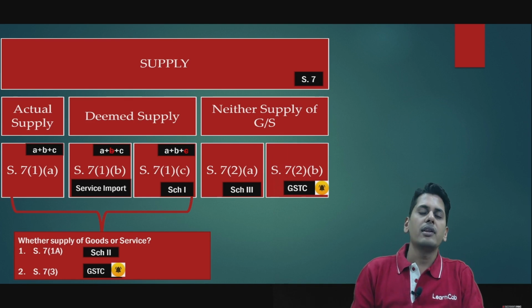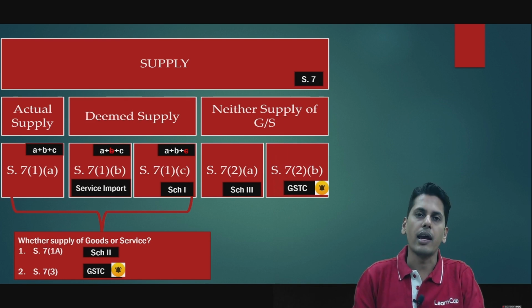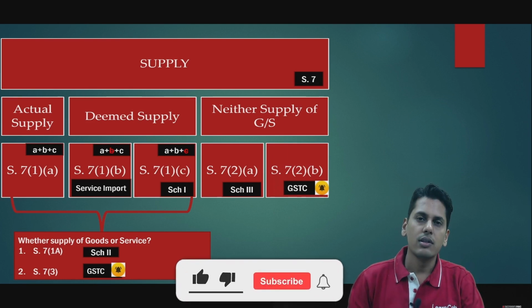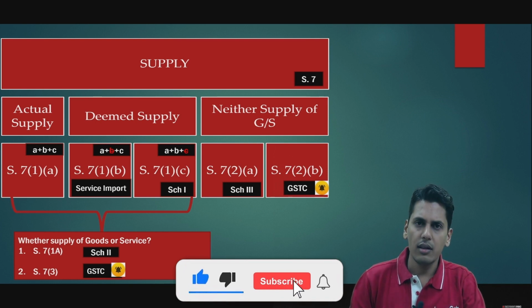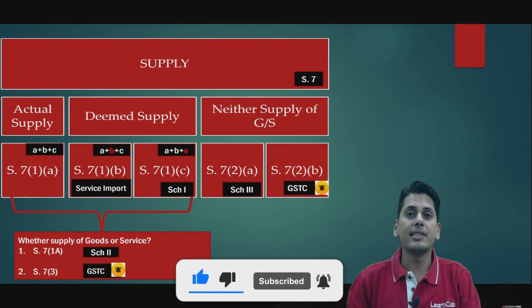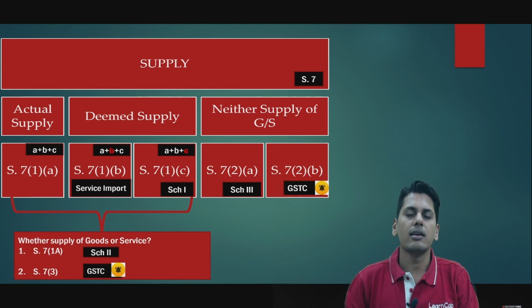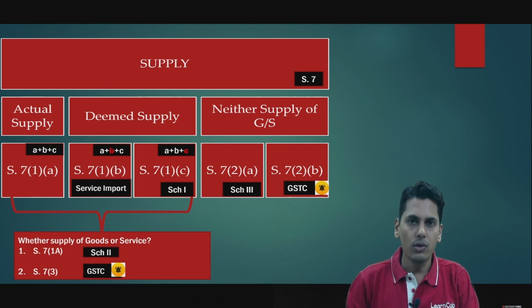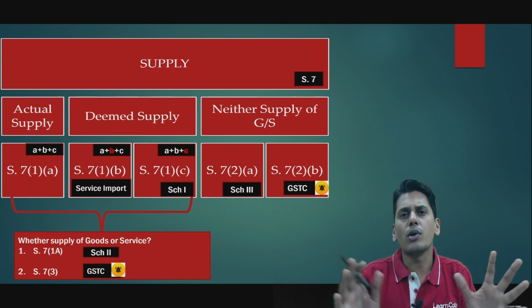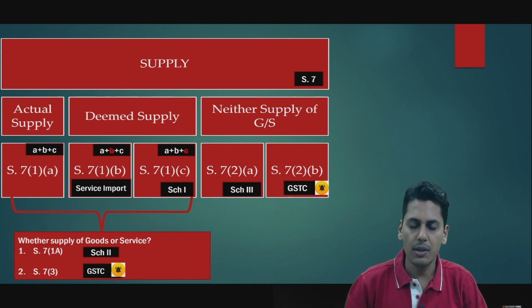The first amendment, friends, is in the definition of supply. Supply, as we know, can be actual supply or deemed supply. Once a transaction fits into the definition of supply, Schedule 2 would tell you whether it is a supply of goods or a supply of services. Similarly, we also have certain transactions which are neither a supply of goods nor a supply of services. So this is a broad outline of your definition of supply under section 7.